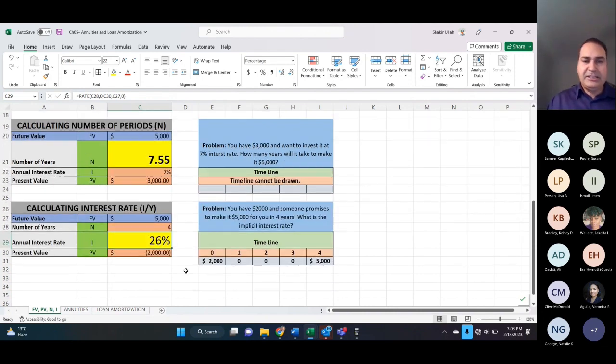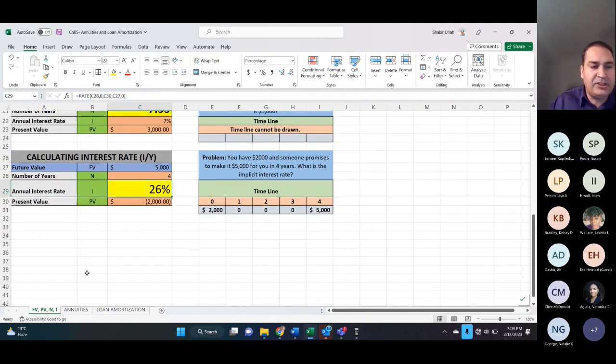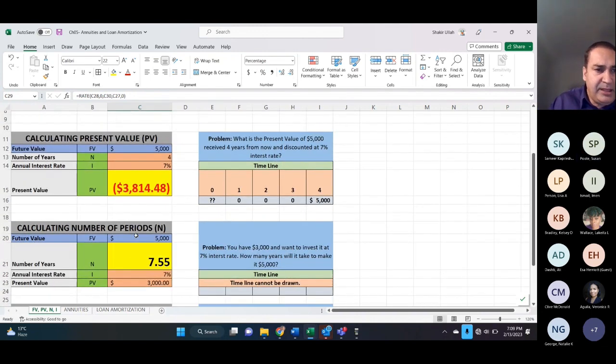All right, so this is pretty much a lot of what you will be playing around with. The problem would be given to you in different wordings, and stuff like that. But the concept is pretty much the same. Let me give you another scenario right here.